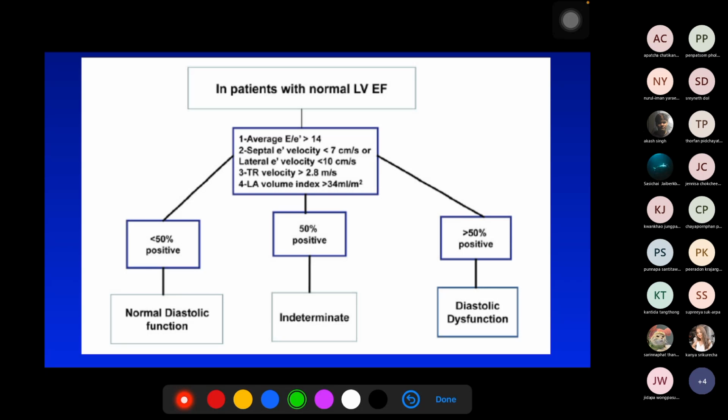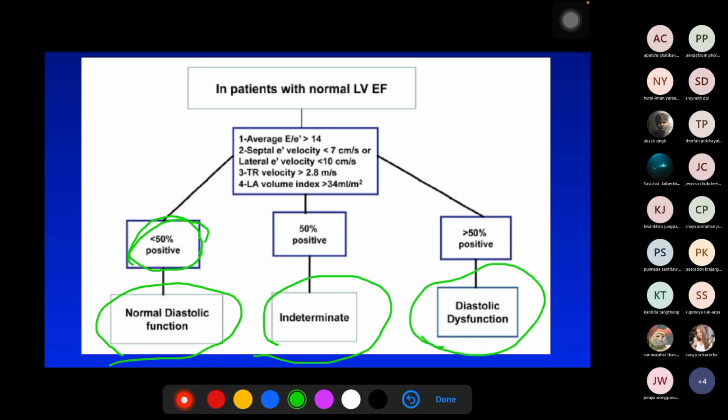Okay, if the patient has 1 or 0 parameters positive, this is normal diastolic function. But if the patient has 2 from 4 variables abnormal, this is indeterminate. But if the patient has 3 or 4 variables abnormal, this group of patients absolutely has diastolic dysfunction.